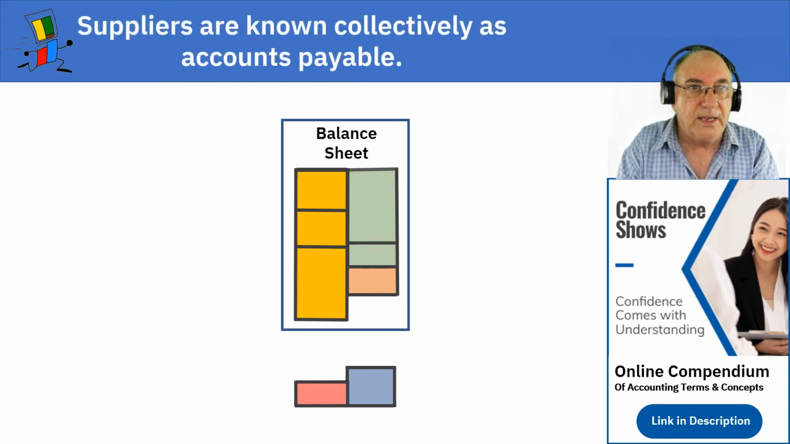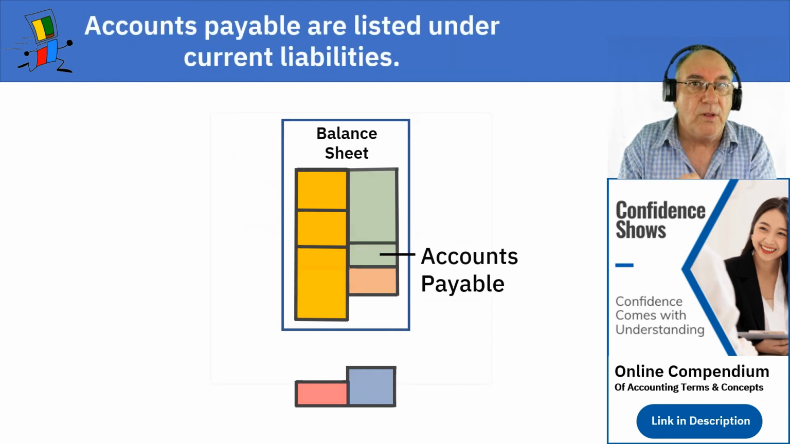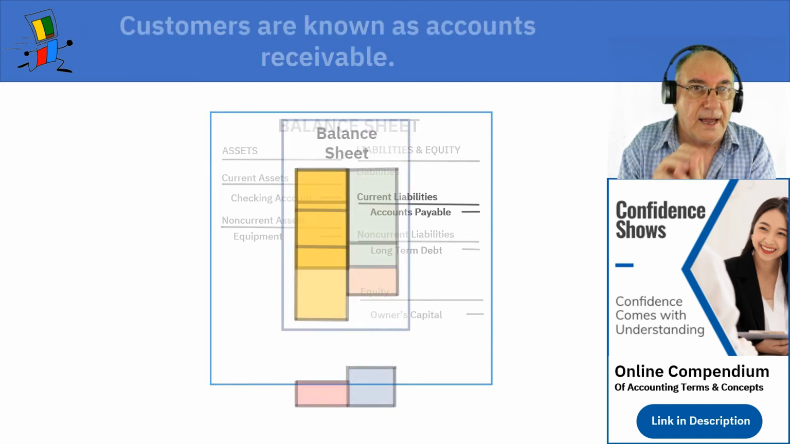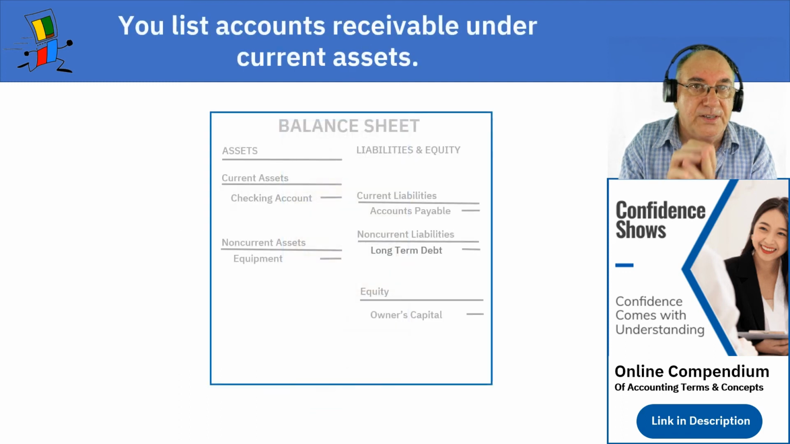Suppliers are known collectively as accounts payable. Accounts payable are listed under current liabilities. Customers are known as accounts receivable. You list accounts receivable as current assets.